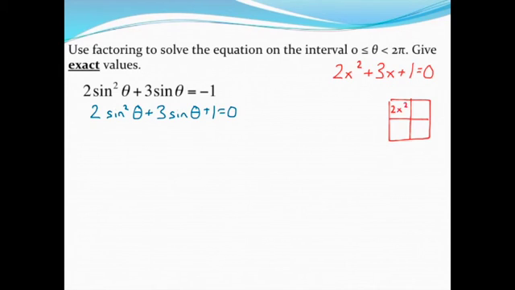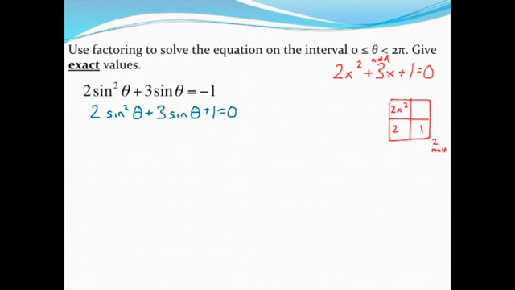So a quick recap on the box method. First term in the first box and last term in the last box. Multiply those together and I get a 2. The numbers that I finish filling out the box with need to multiply to 2, and at the same time, still add up to the number in the middle, so add up to 3. And so the two numbers that will do that are going to be 2 and 1.